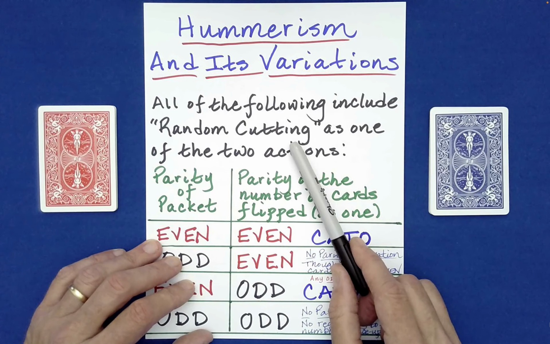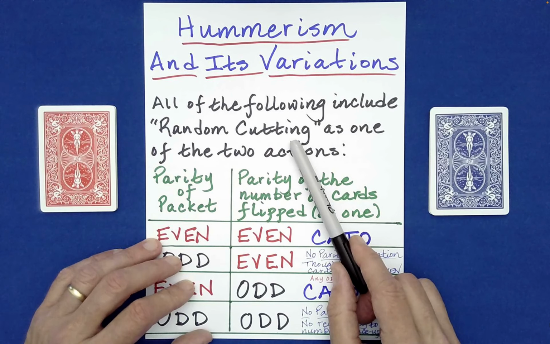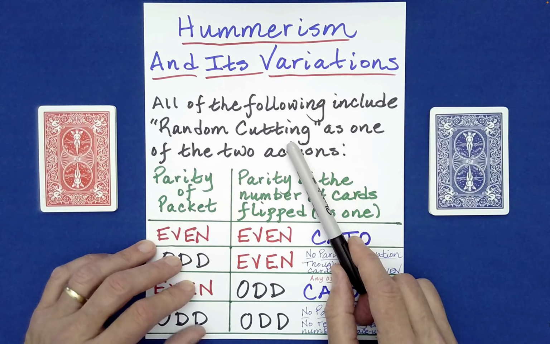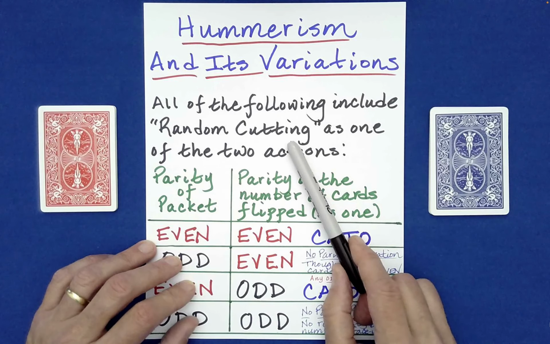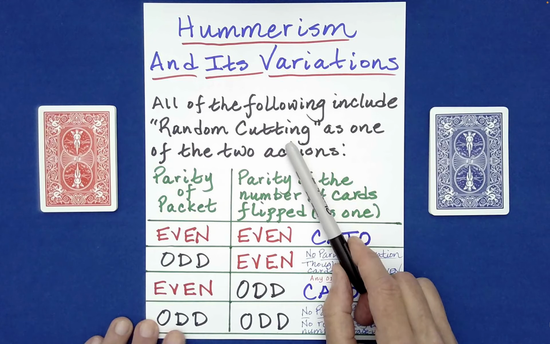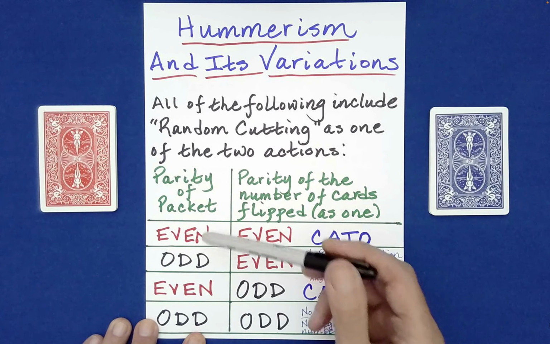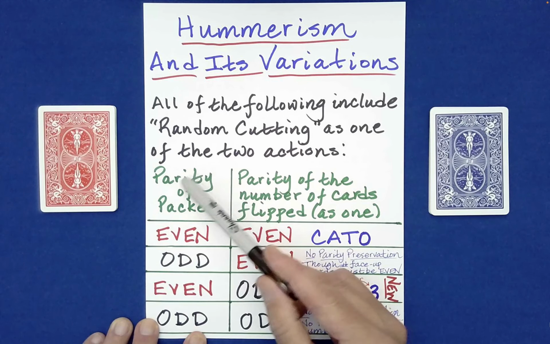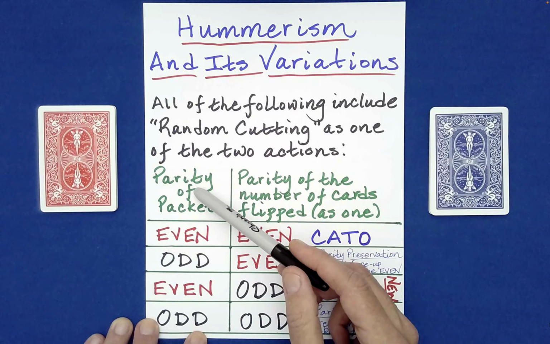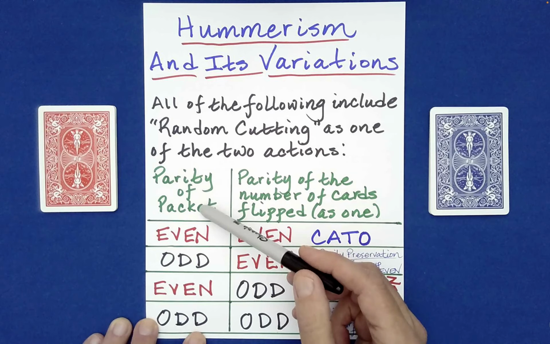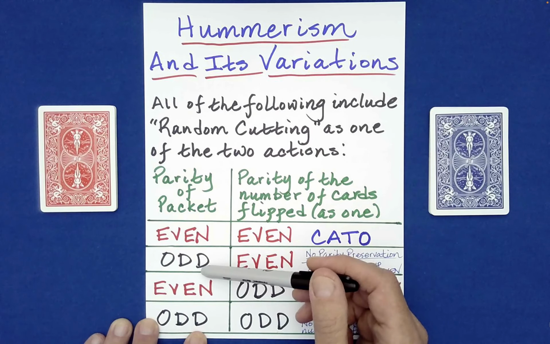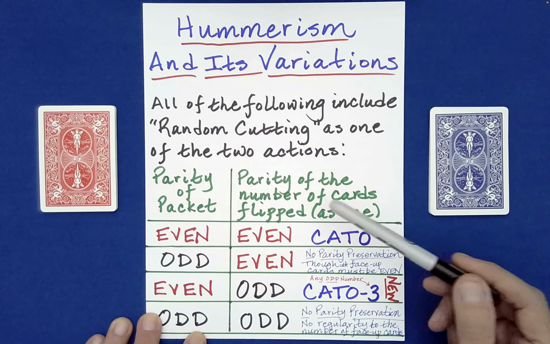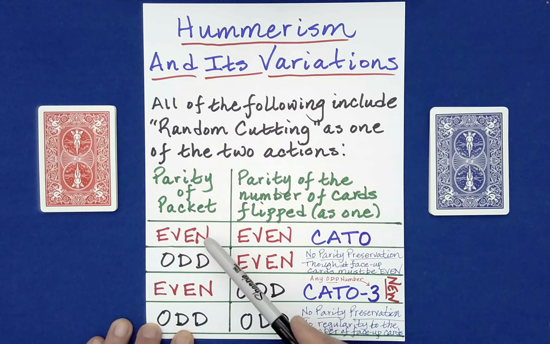actions performed will be a random cutting of the cards. And then from there, a certain number of cards will be flipped face up, followed by another random cut. Okay? Now, there are actually four possibilities here. We could have an even number of cards that we're working with. So parity refers to whether a number is even or odd. So the parity of the packet can be even or it can be odd. The number of cards that are flipped face up can be even or odd. So I've listed all four possibilities here.